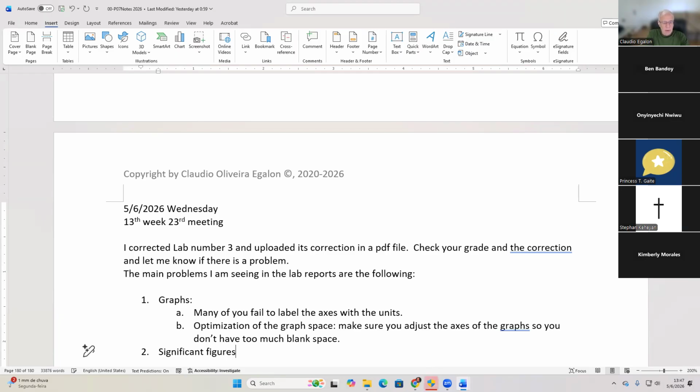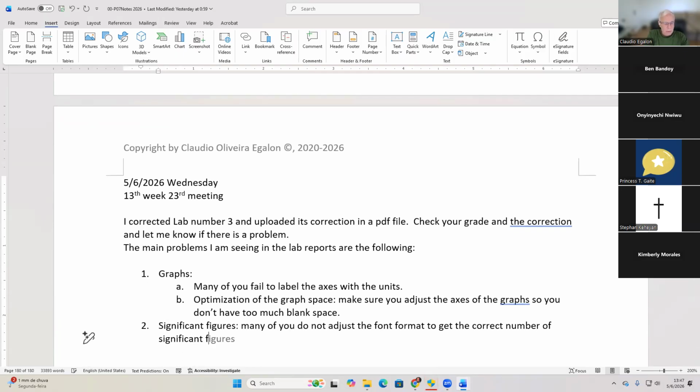Now, what about significant figures, right? Many of you leave the numeric display as is. You need to adjust the format to get the correct number of significant figures. So make sure that you do that too.